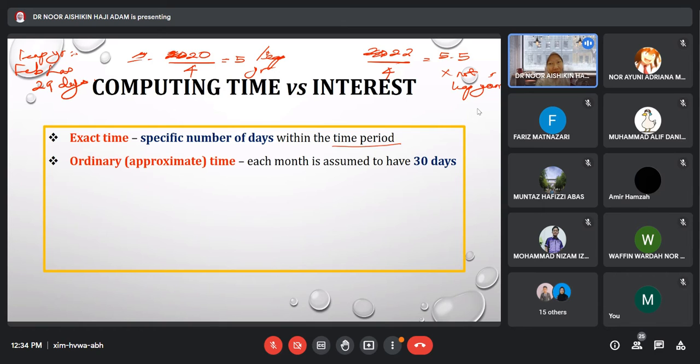We also have ordinary or approximate time. Now we simply assume that every month has 30 days. When you know that that is not the case, because as you can see, February has 28 days and sometimes 29 days. What about January? How many days in January? 31. What about April? 30. And so on and so forth.